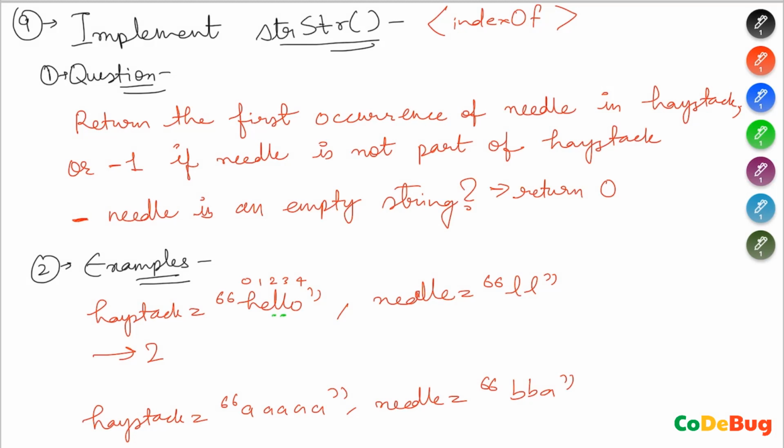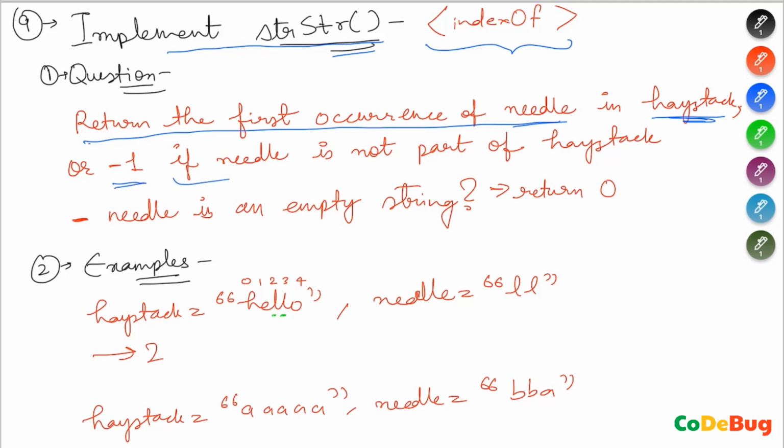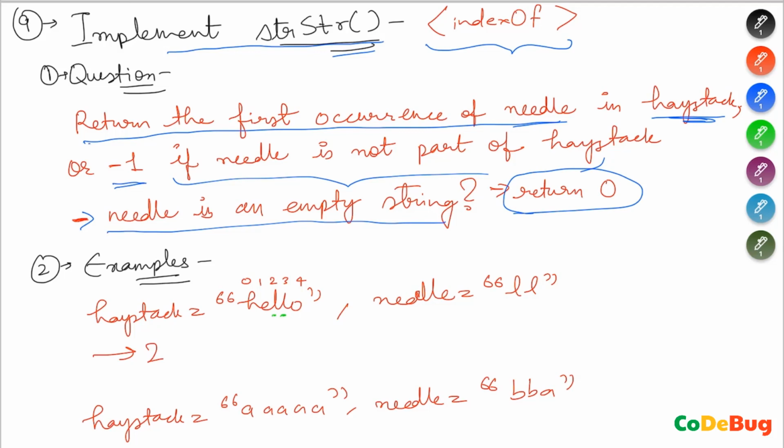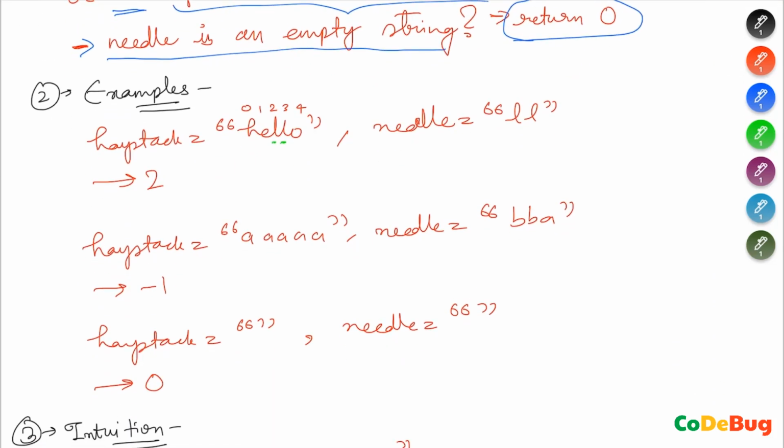Hello everyone, welcome to another LeetCode question. Today we will be solving implement strStr, which is also represented by the indexOf function in Java. We have a haystack and a needle, both strings, and we have to return the first occurrence of the needle in the haystack. Otherwise we return -1 if the needle is not part of the haystack. One condition given to us is that if the needle is an empty string, we return 0. Let's go through a few examples to understand what the question is asking.